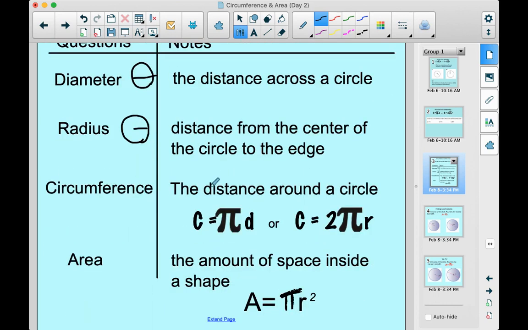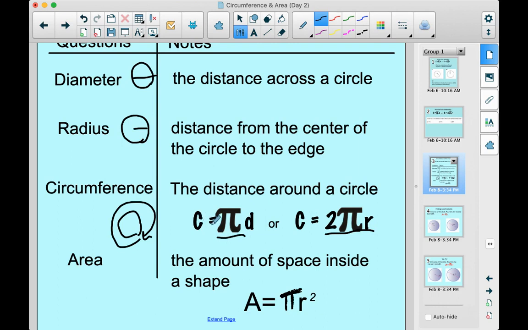Circumference is the distance around a circle. Okay, so if you measure all the way around the circle, that's the circumference. Okay, we had two formulas for it. Pi times the diameter, or, and this is the same thing really, 2 times pi times the radius. Because remember, 2 times the radius is the same as the diameter. Okay, so those are the formulas that we looked at and used a little bit yesterday.